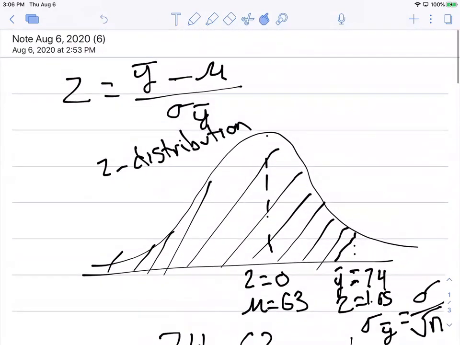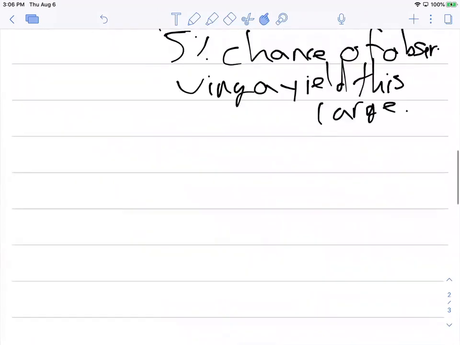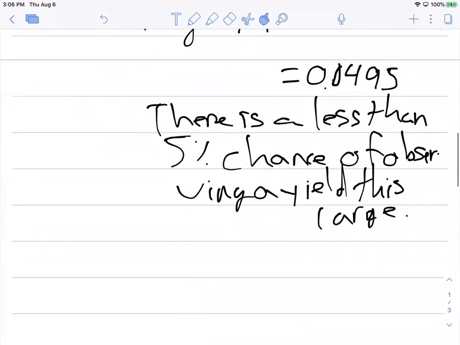And so when we sampled, we found a sample mean of 74, but our population mean indicated that 63 was our population mean. And so that sample mean was actually quite large. So we can say, as we concluded, there is a less than 5% chance of observing a yield this large.